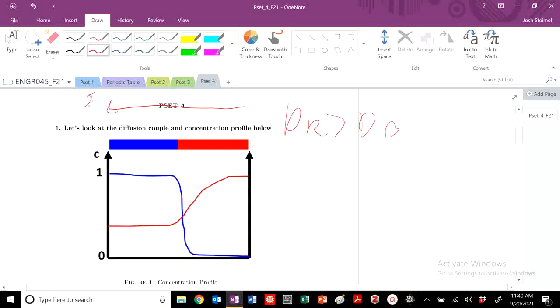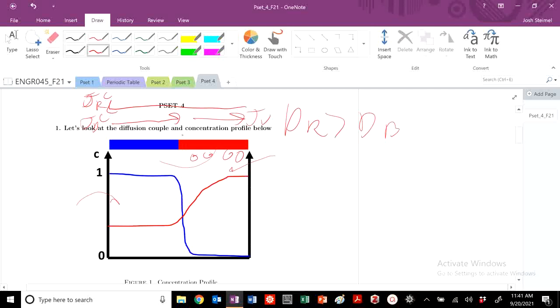So J, the flux of red in the C frame. My blue will go this way, my J of blue in the C frame, and my vacancies will move this way, J of vacancies. So vacancies are agglomerating over here, material is leaving this side, vacancies are flowing into here. So eventually, if I do have pores, they will form on this side.